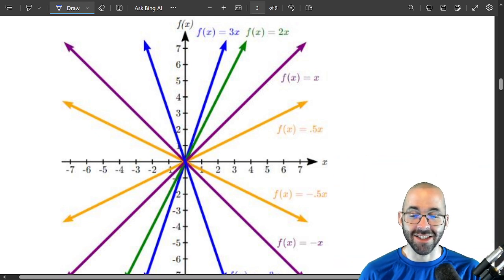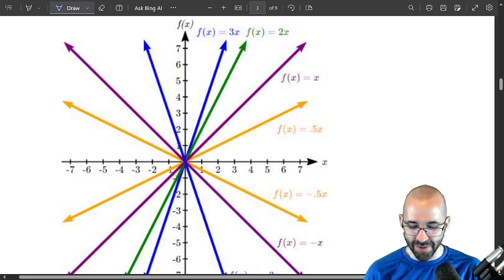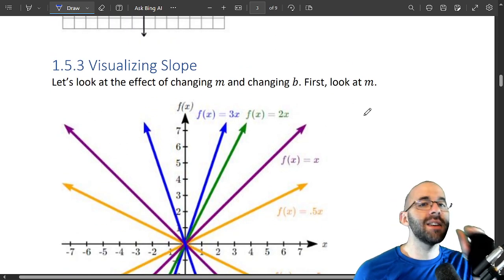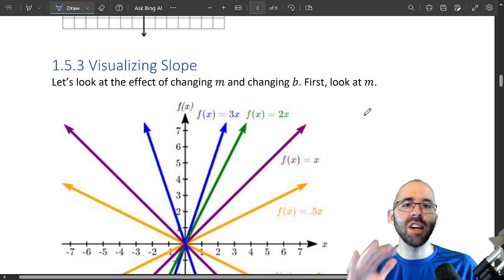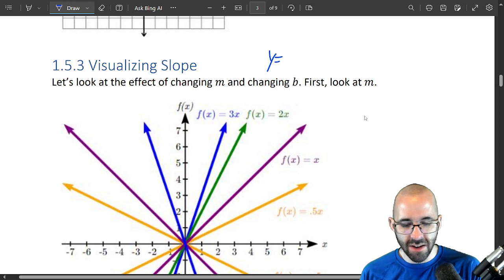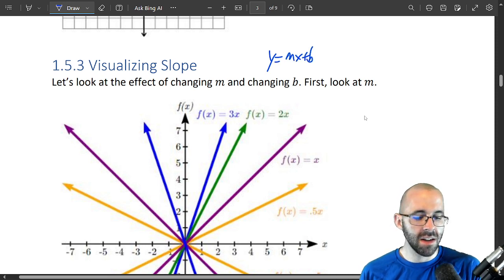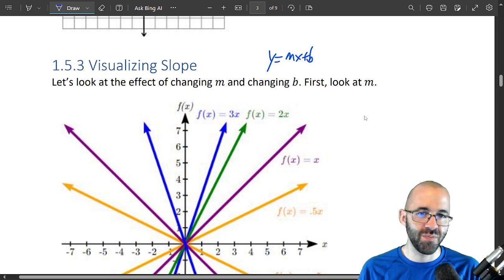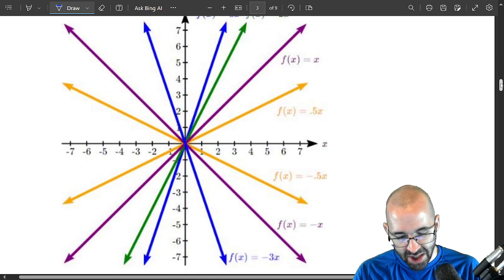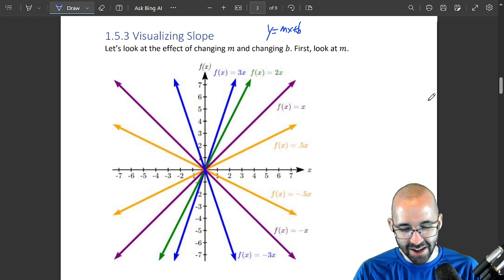Look at this picture. It's kind of weirding me out, okay? So we're going to visualize slope. We're going to see what happens when we change m, and what happens when we change b, in this formula, mx plus b. So m is our slope. Let's look at what happens if we change slope. I have to zoom out so I can get this whole picture together.